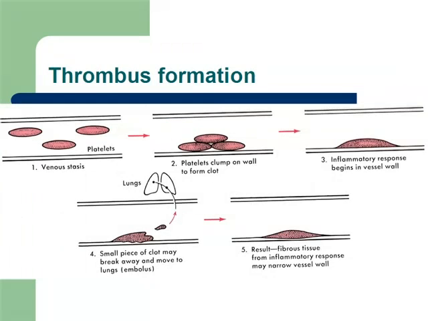And anytime you have stasis of blood, clots will form. So you have venous stasis in the first place, that then proceeds to have platelets that clump on the wall to form the clot. And then you have inflammation in response, and a piece can break off and go to the lung. We discussed this with the hematologic system in much more detail. You might want to go back and review that.